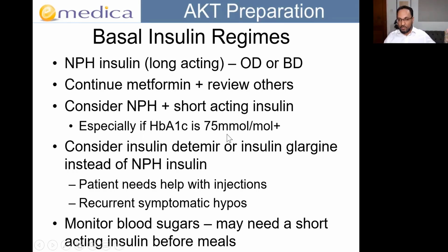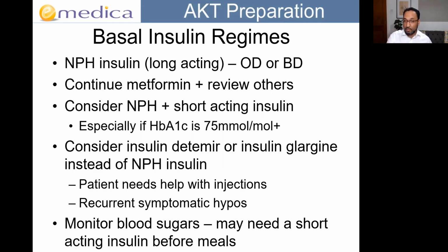Because if it was like, say, 80 or 90, as I mentioned, you might not go with a gentle regime like this. You might start them on NPH as a basal and then also short-acting insulin before every meal. Whereas because they're still going to continue their metformin, that gives you another level of cover to think about the meals, okay? When might you think about Detemir or Glargine instead of NPH insulin? If the patient really needs a lot of care, they can't manage injections themselves, they need help with the injections, or if once you start them on a long-acting basal regime, they still get recurrent symptomatic hypos and think, you know what, they're going to need additional help.